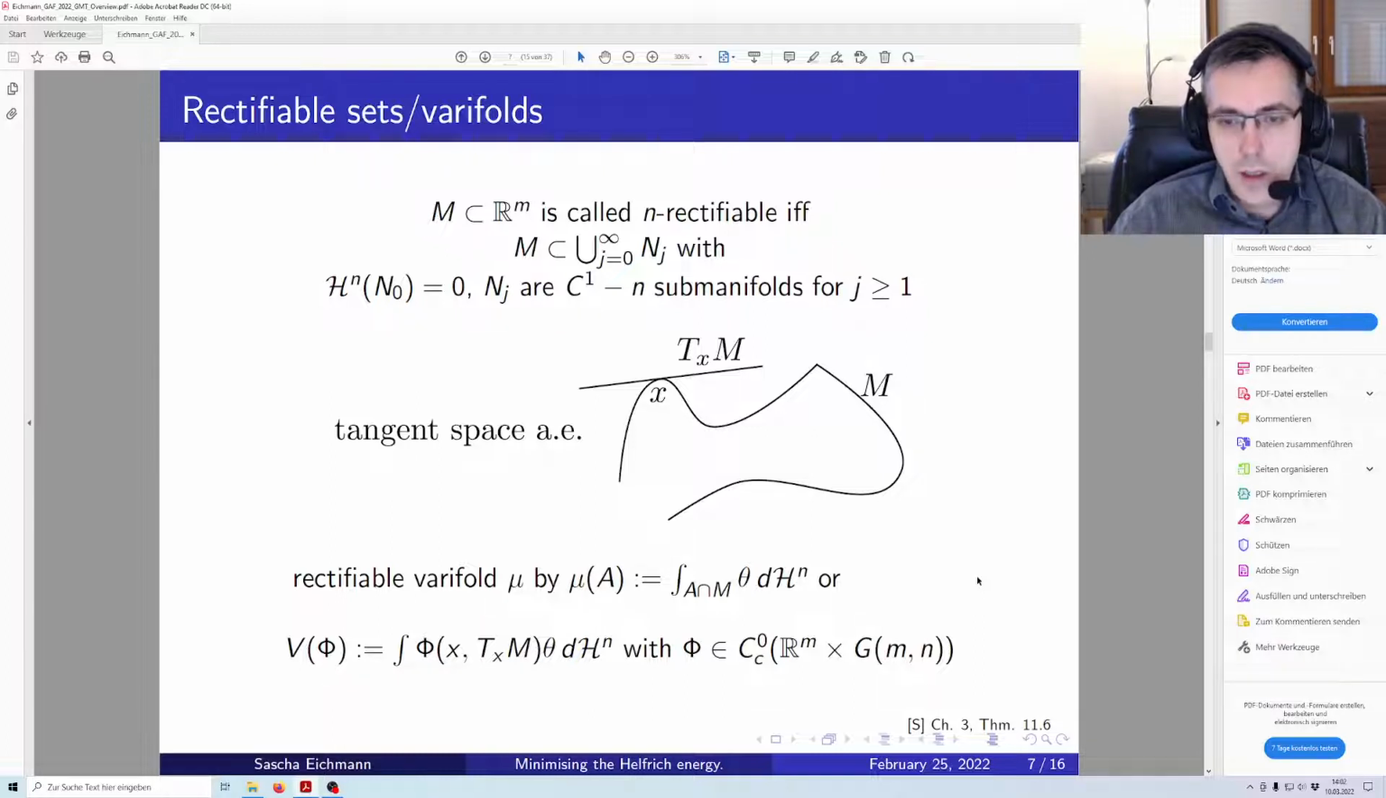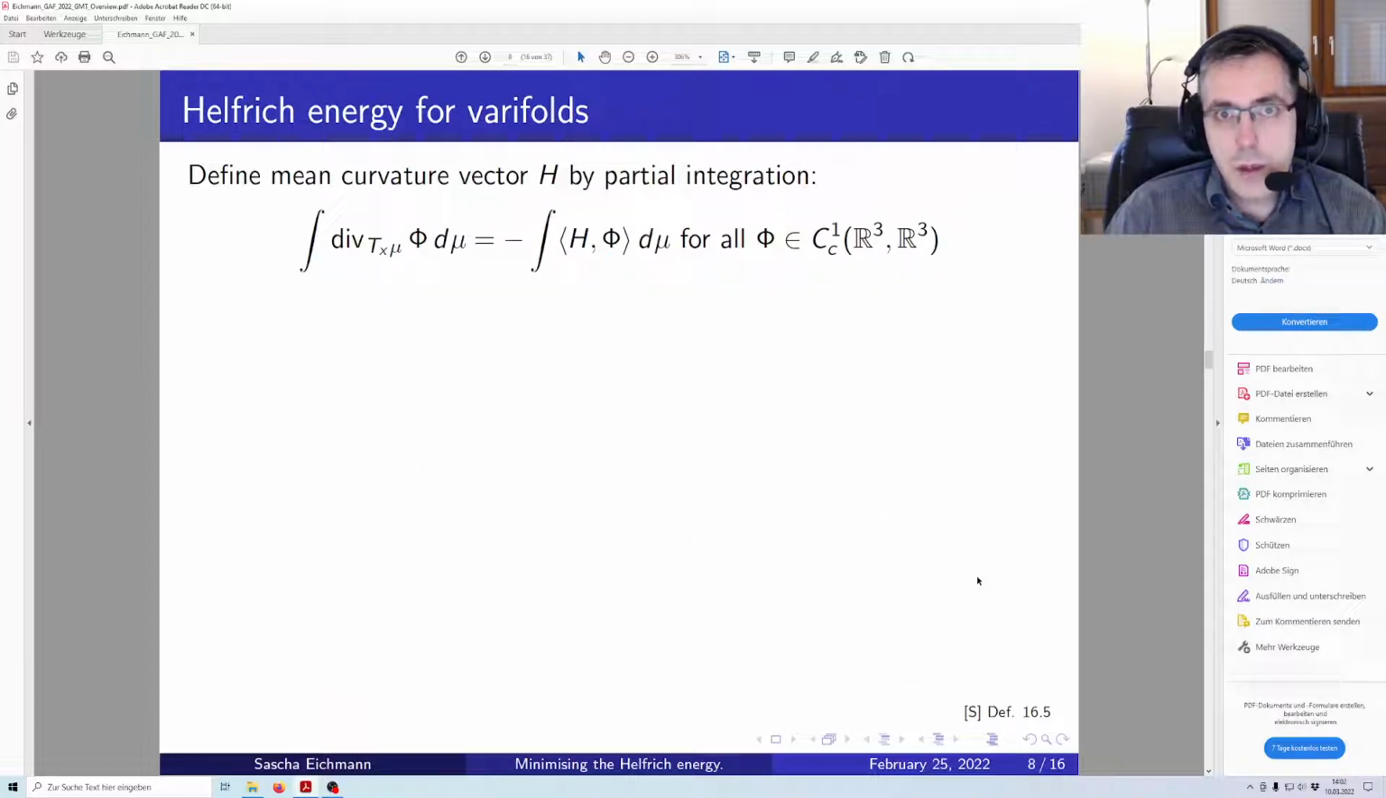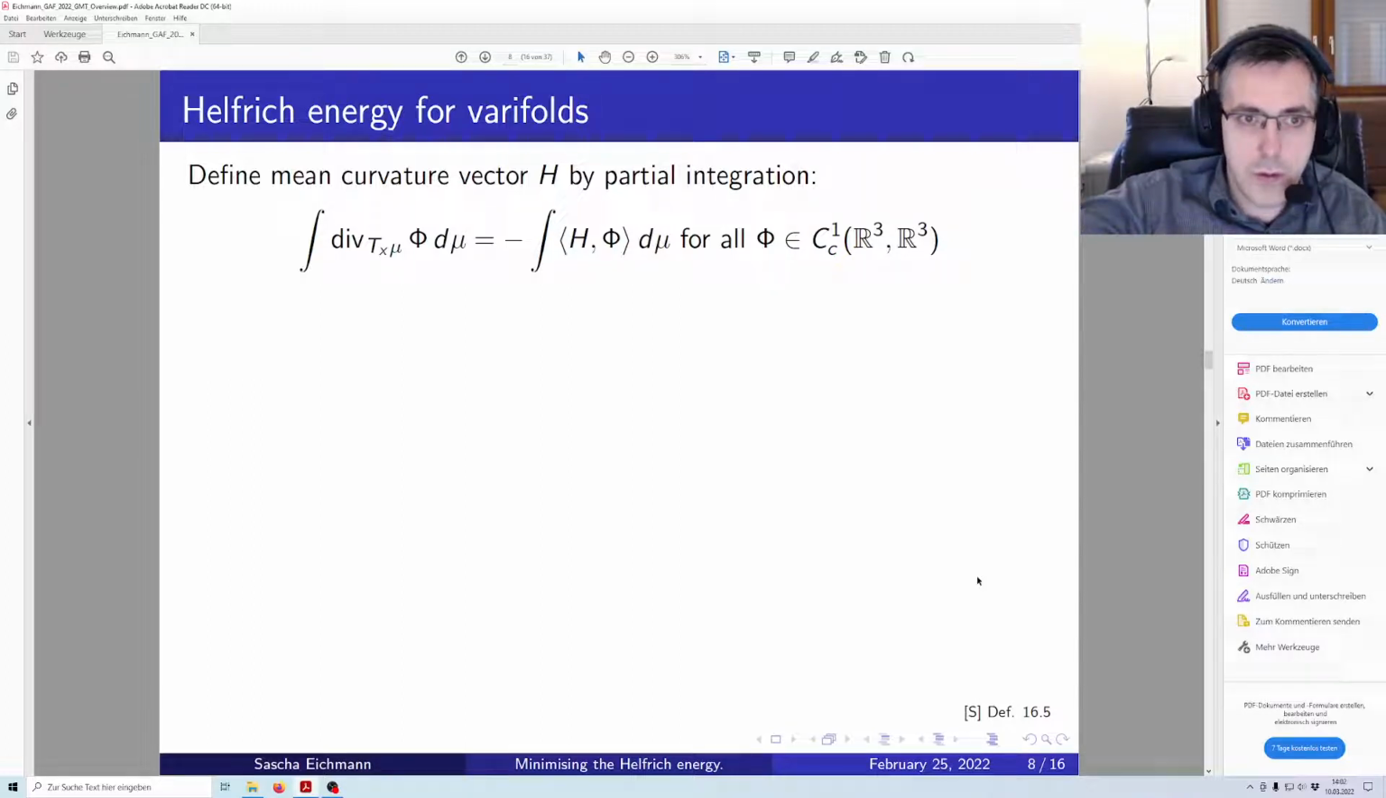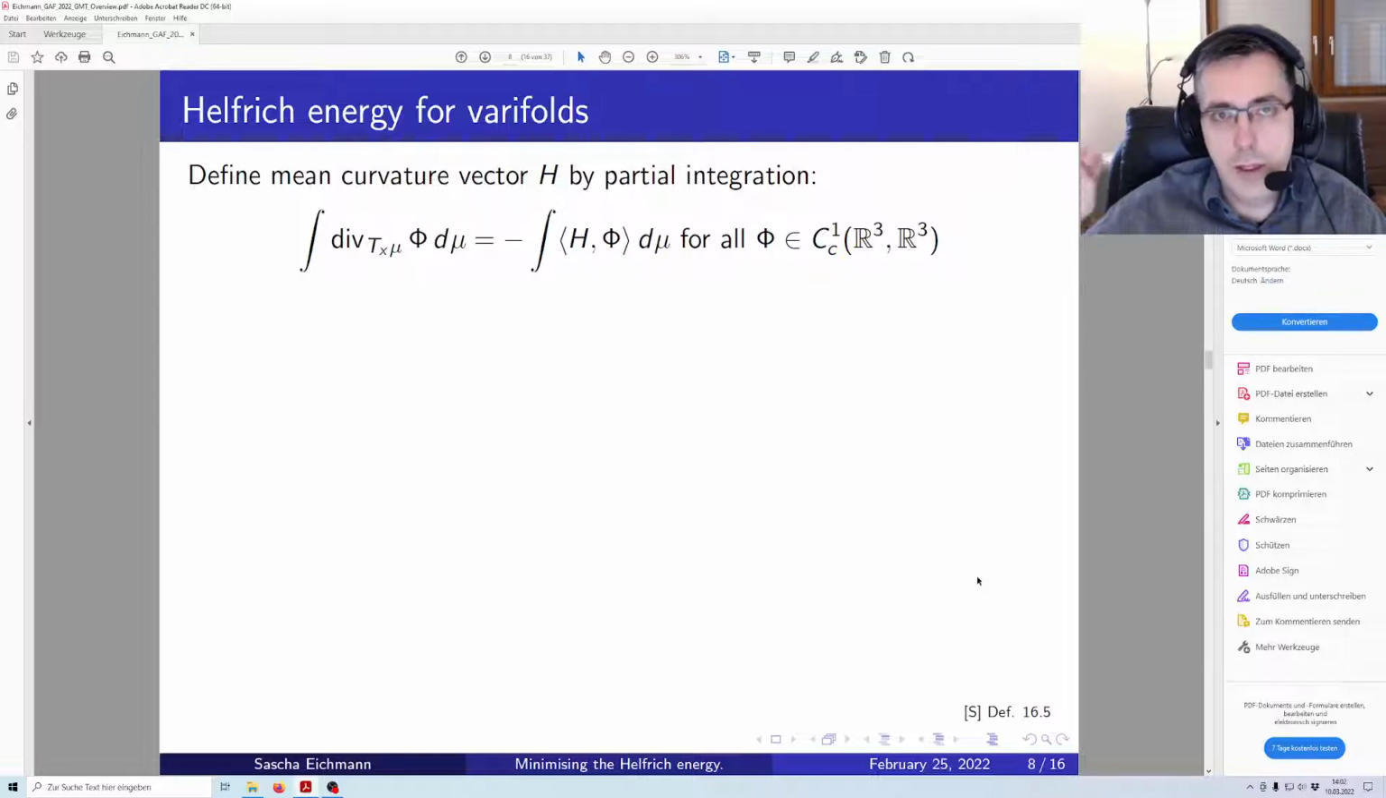Okay. This would define a general varifold and a general rectifiable varifold, which also tracks the tangent space. This is very good. This is what is done in general. And then, of course, imagine now we have a limit. Then we have to actually define what the Helfrich energy for this limit is. So imagine you have a varifold, and this is the limit of your minimizing sequence. And now for this limit, you want to calculate what the Helfrich energy is.